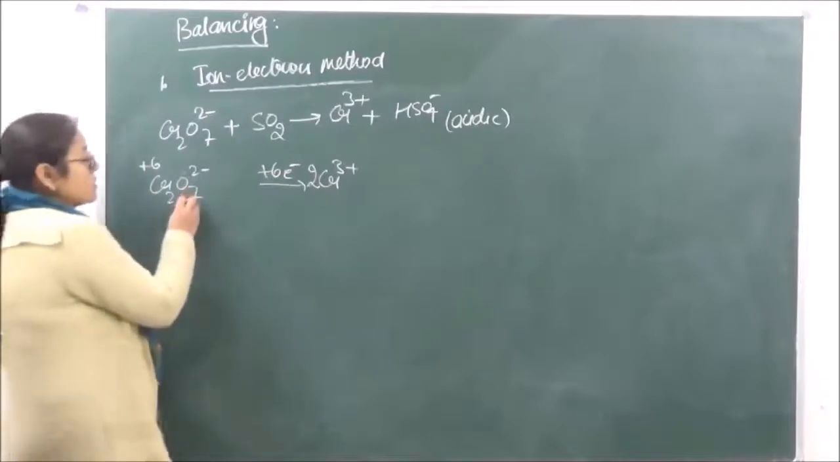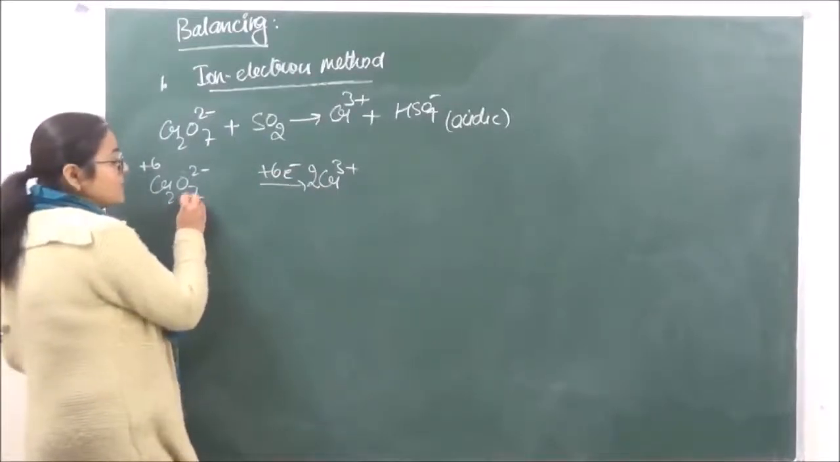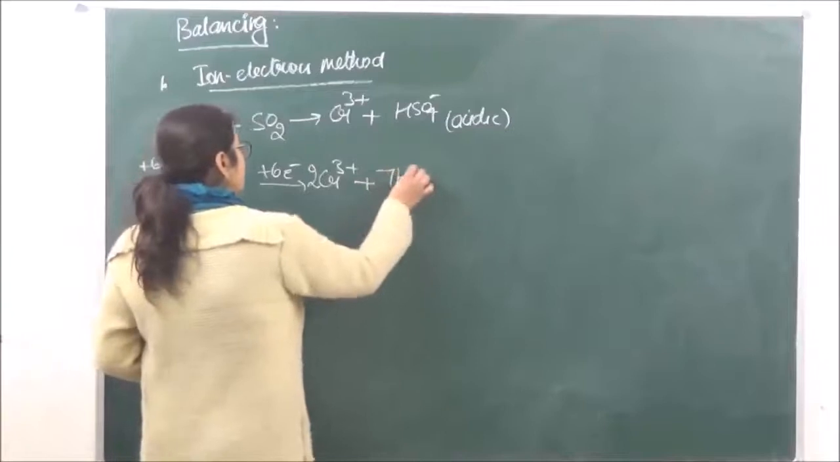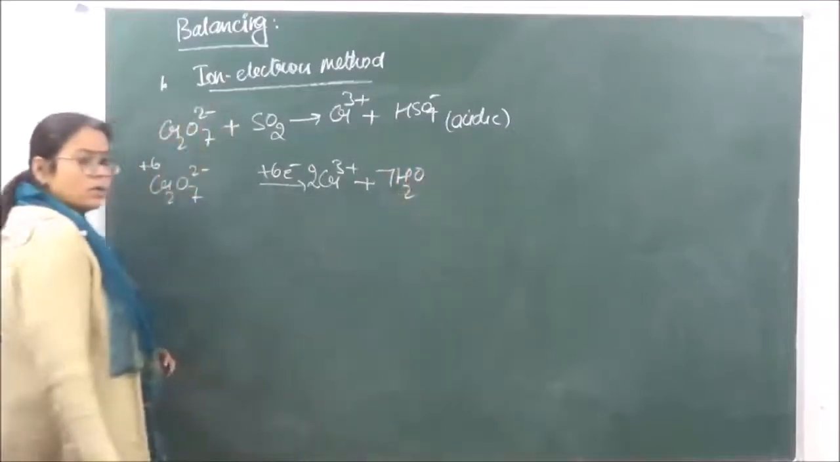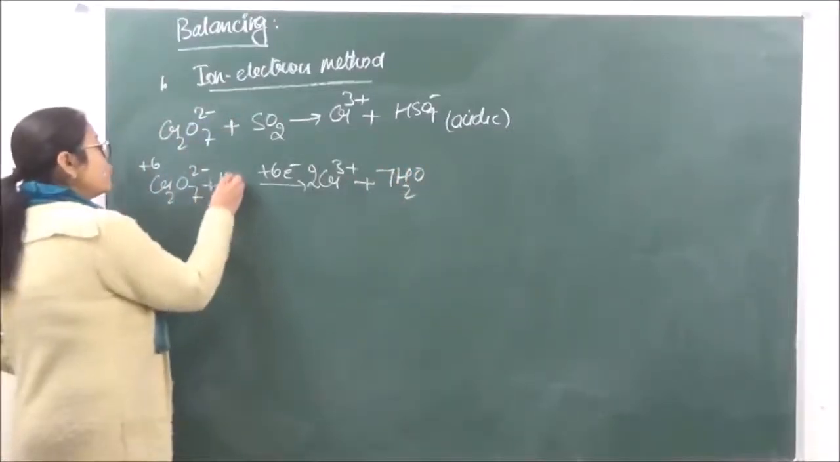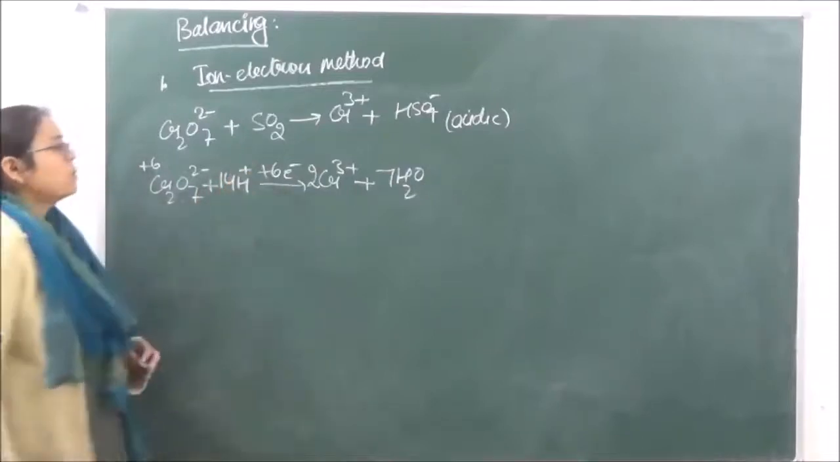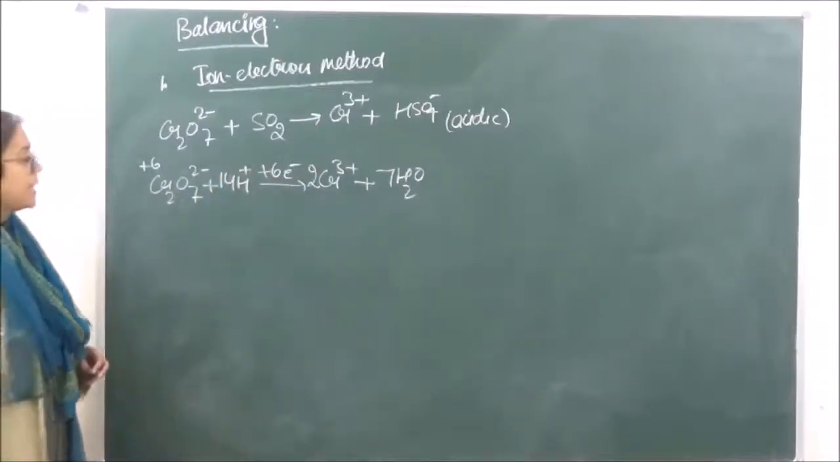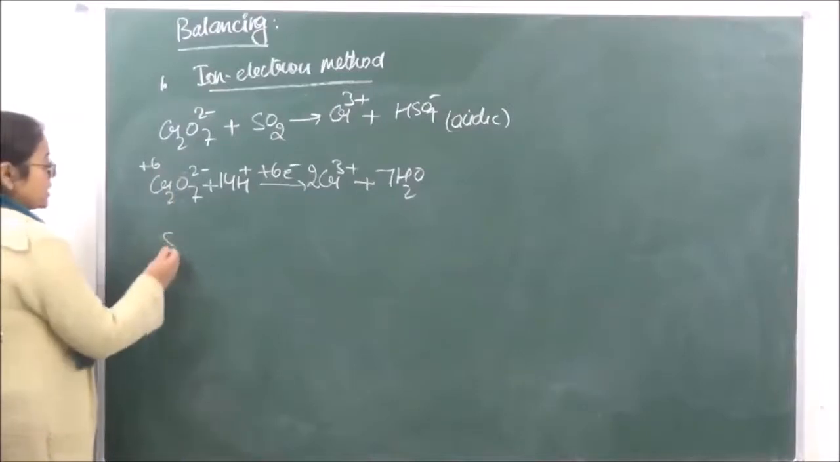Then, because it is an acidic medium, we balance the oxygen. We have 7H2O, and finally we balance hydrogen, 14H positive. Okay? Then we go on to the second reaction.